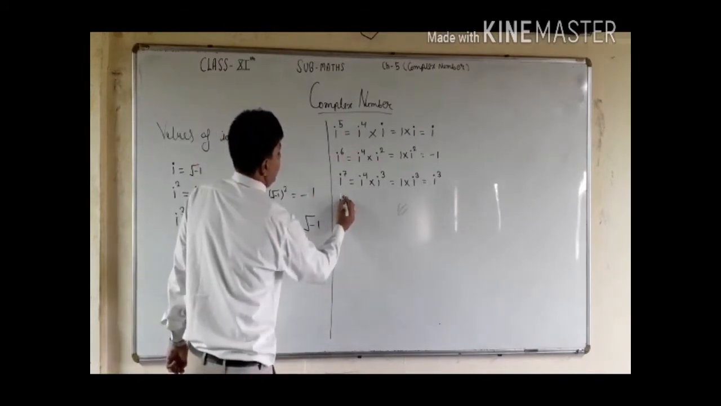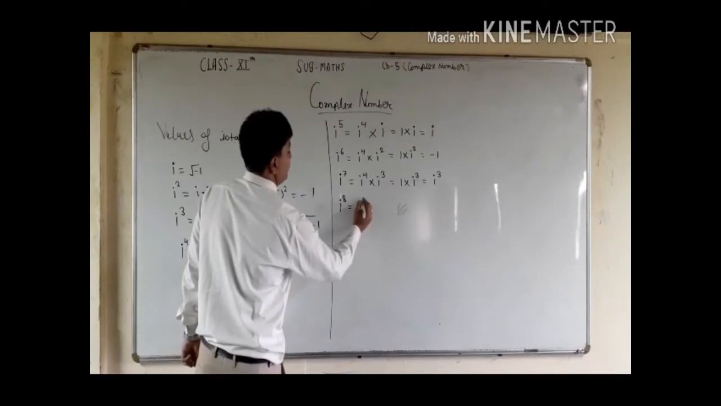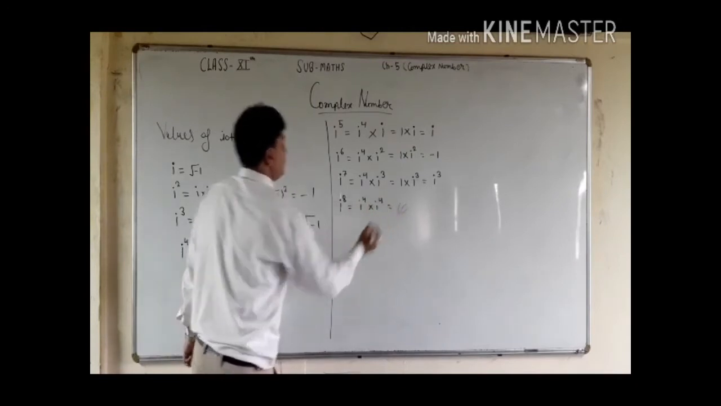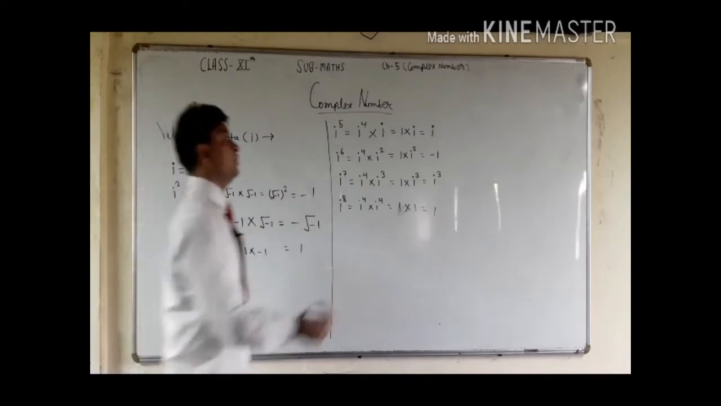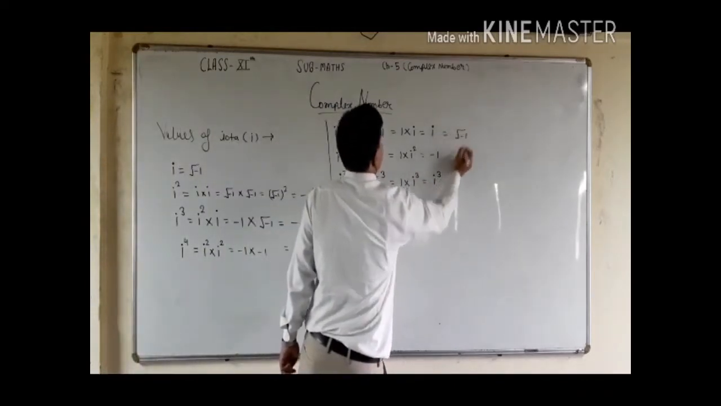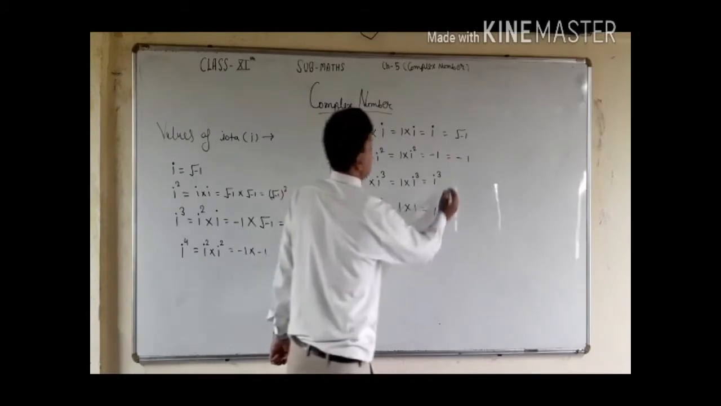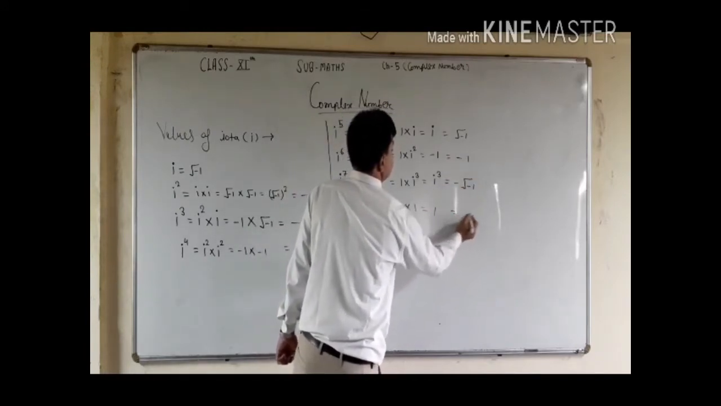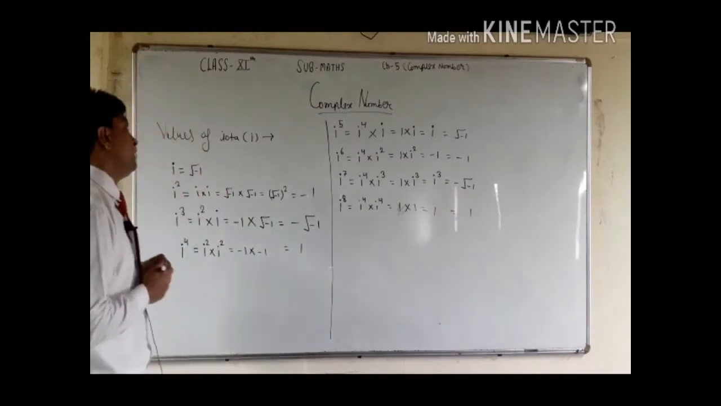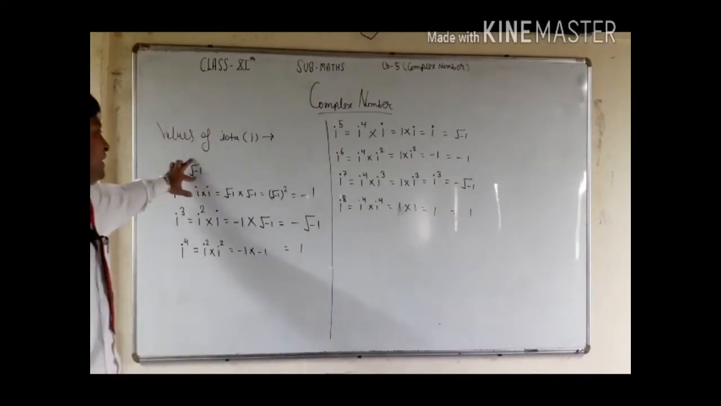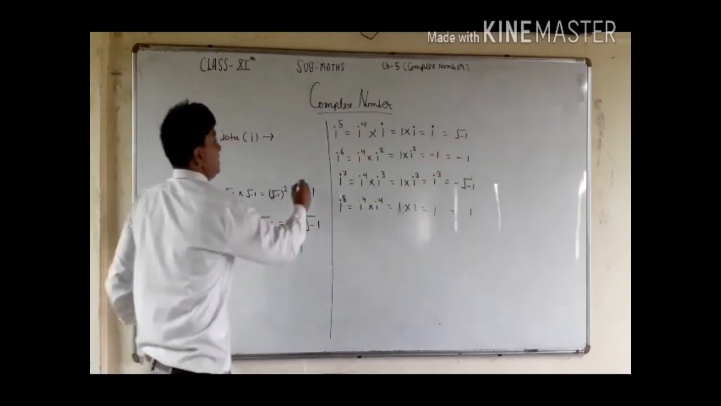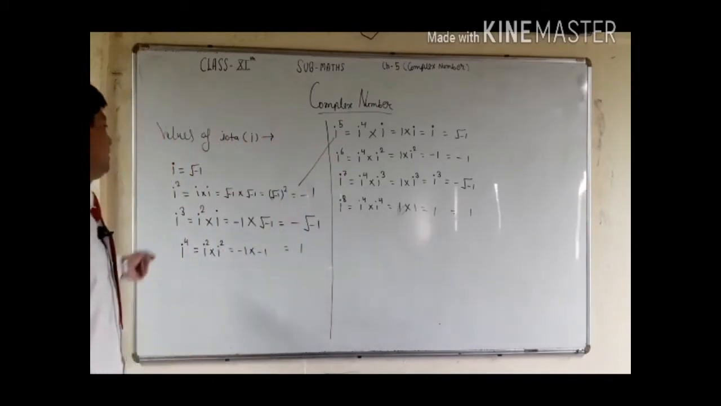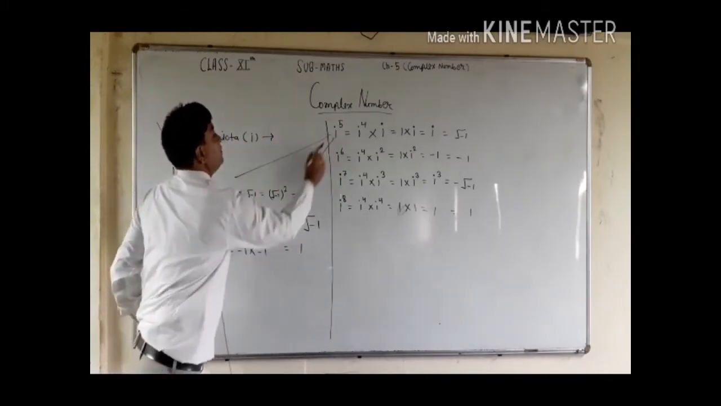Now iota power 8 is iota power 4 into iota power 4. We know that iota power 4 is equal to 1, so 1 into 1 is equal to 1. So the value of iota is root minus 1, iota square is minus 1, iota cube is minus root minus 1, and iota power 4 is equal to 1. Iota raised to 5 is root minus 1, so this is similar to iota.